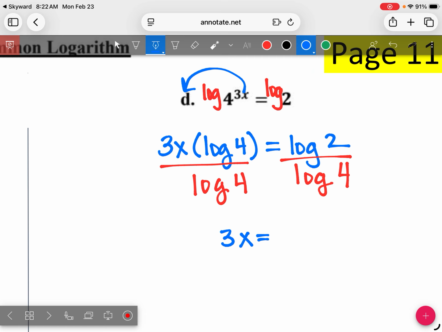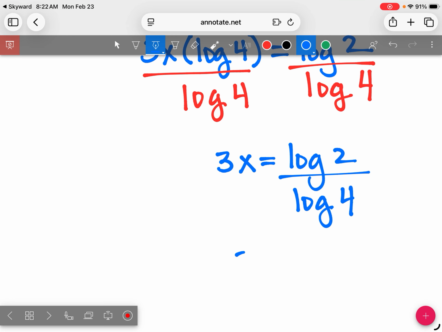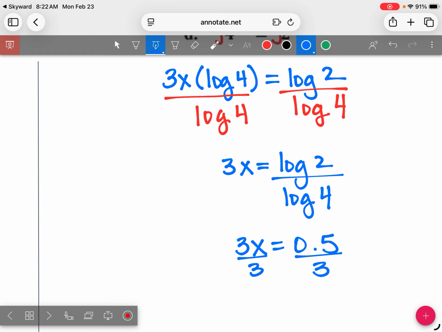So you're going to type in log 2 divided by log 4. And you should get 0.5. And then divide that by 3. And you get x is approximately equal to 0.16 repeating.